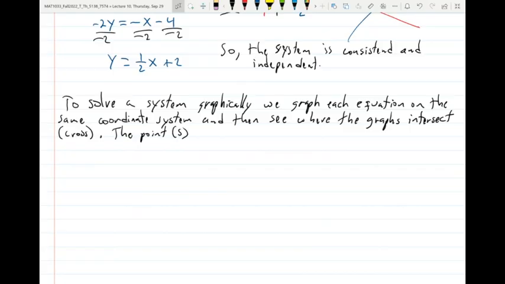So to solve a system graphically, we graph each equation. Now the question is how do you do this? So far we only know how to graph lines. Okay? We haven't talked about circles. You will do that in college algebra. Okay? All right, so to solve a system graphically, we graph each equation on the same coordinate system and then see where the graphs intersect. The point or points, could be more than one, where they cross is, or are, the solution. I'm writing here a general statement. That's why I'm putting the plural version as well, in parentheses.